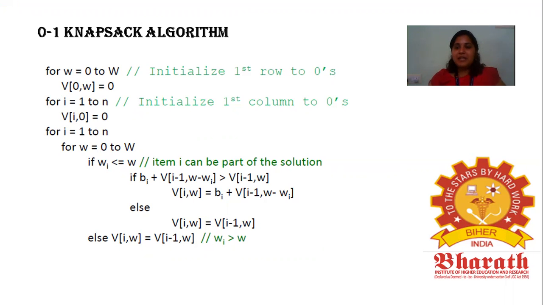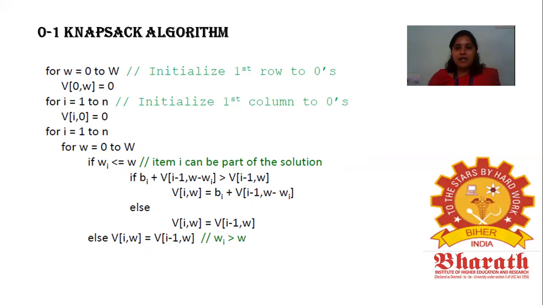Next, we are making the first column equal to 0. Suppose for I equal to 1 to n, V of I comma 0 is equal to 0, which means that in the table, we are starting the values from 0. So the 0th row and the 0th column will be 0, which means that if you do not insert any object into the knapsack, then the value will be 0 only.